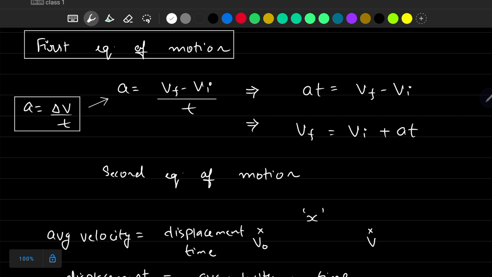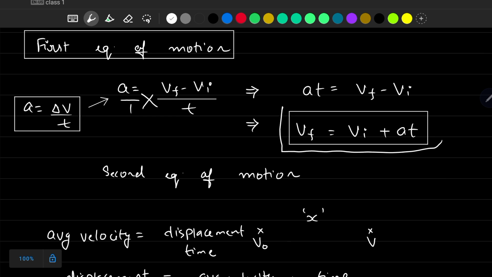Now we will simply cross multiply. So a can be written as a upon 1. When you cross multiply, a into t will be equal to 1 into vf minus vi. So at will be equal to vf minus vi. If at is equal to vf minus vi, then vf can be written as vi plus at. This is our first equation of motion: final velocity is equal to initial velocity plus acceleration times t. We are supposed to memorize this equation.